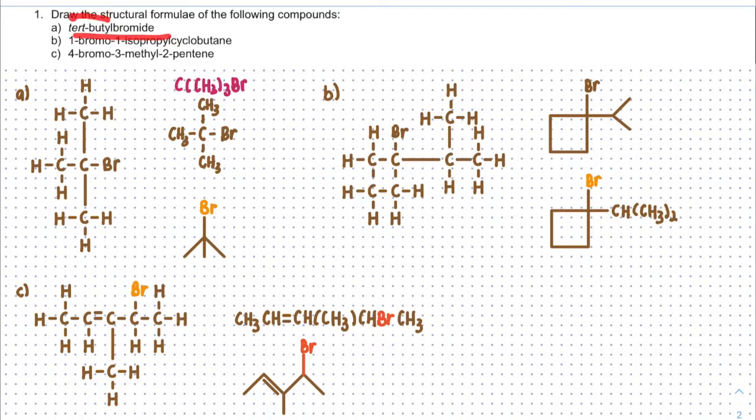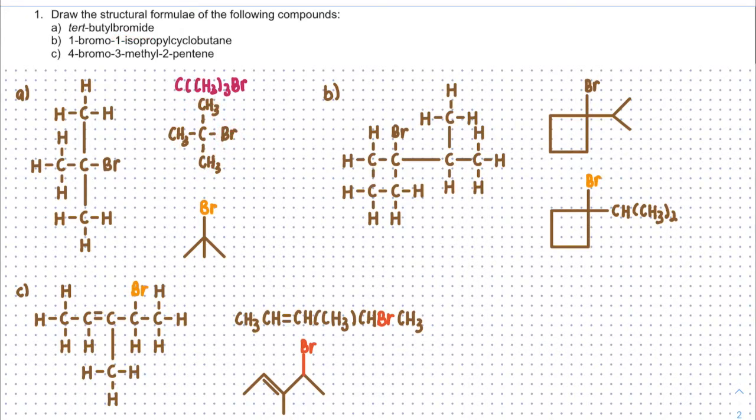Tert-butyl means that this is our substituent. Butyl means that we have 4 carbons, 1, 2, 3, 4 here. But because it mentioned tert-butyl, when it acts as a substituent, this carbon is a tertiary carbon, so it is attached to 3 other carbons. So this is the structure, what we call tert-butyl. And bromide means that we have Br attached to it.